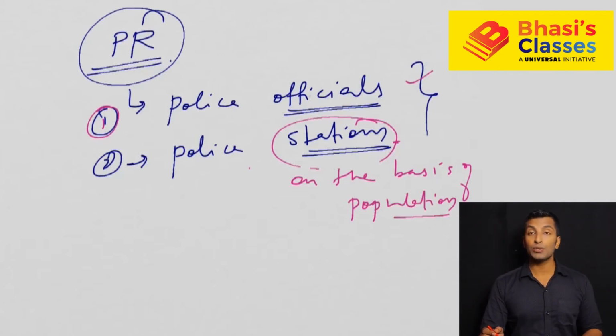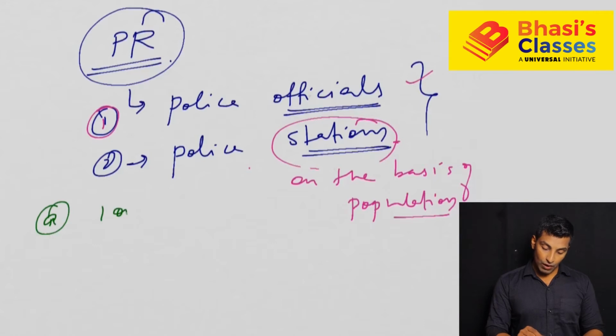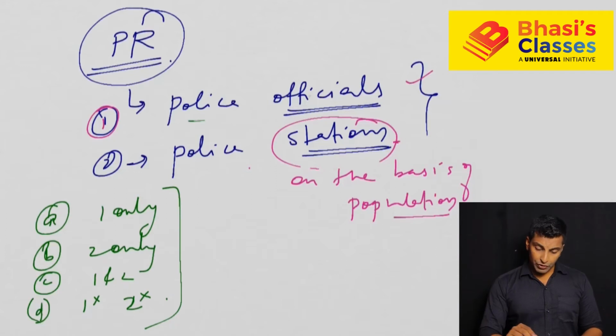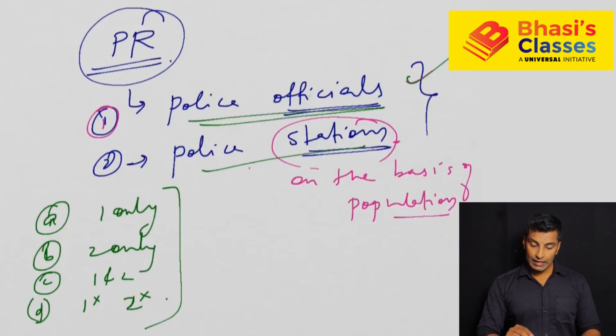Now, if you see these 2 statements, you need to pick which among the following is correct. Your answer option A will be statement 1 only, B will be 2 only, C will be 1 and 2, D will be not 1, not 2. So which one will you pick here? Police officials were appointed. Obviously, there is no doubt. So this is correct. Police stations were established.